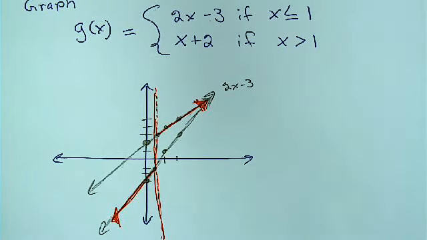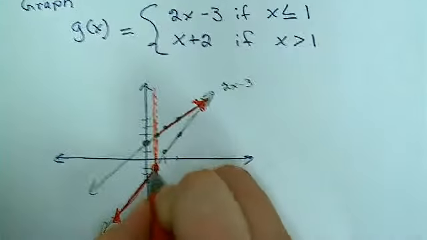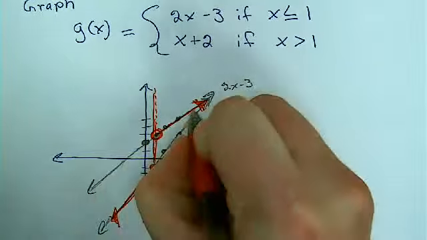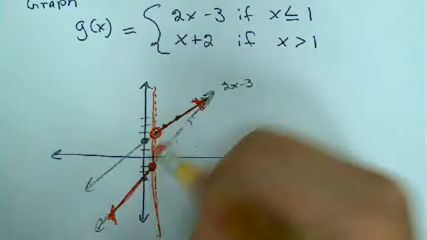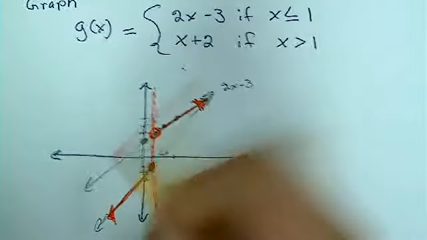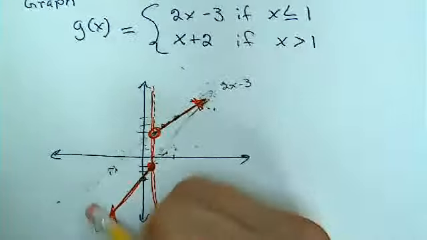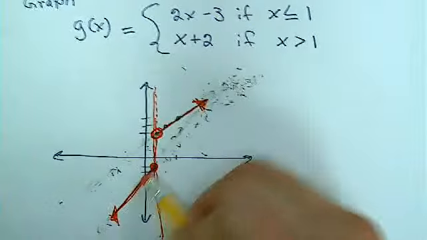At 1, what rule do I use? The first or the second? The first. So that's this point right here. So at the other guy, I make an open dot. Let me get rid of everybody I don't need. I don't need him because I switched at 1. I don't need him because I switched at 1. Well, just in case I used it.